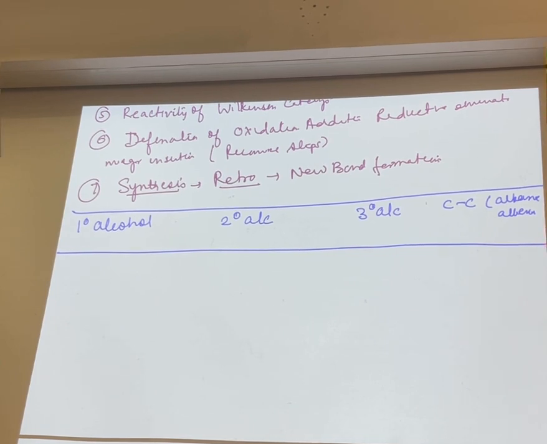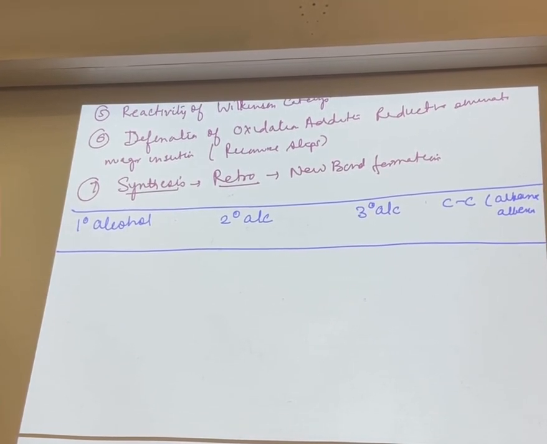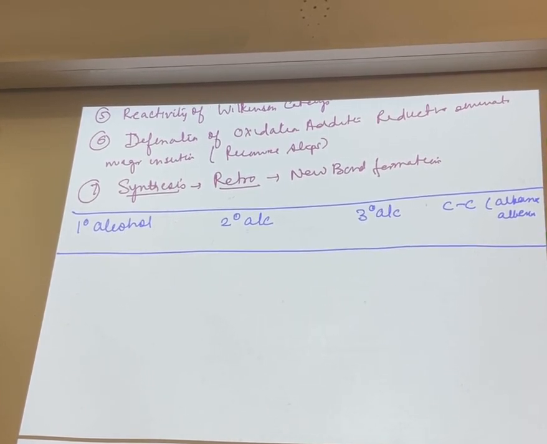That was this chapter: how to prepare primary alcohols, how to prepare secondary alcohols, how to prepare tertiary, how to make a carbon-carbon coupling, alkane, alkene, alkynes.